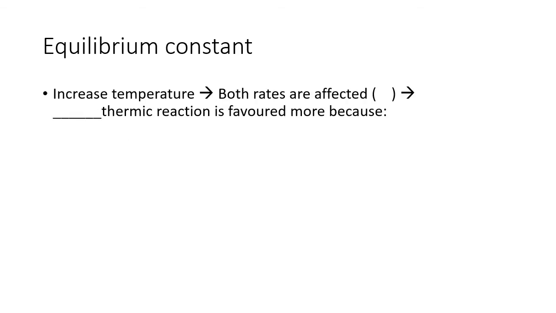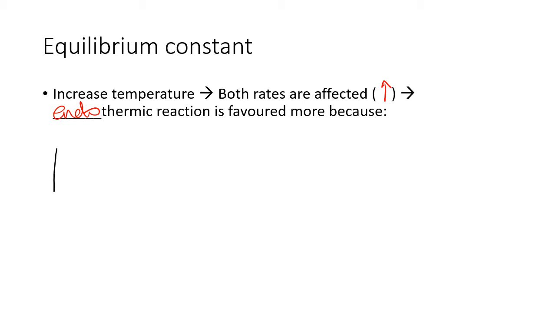If you increase the temperature, both reaction rates are affected, both forward and reverse reaction rates. Are they both increased or decreased? They're both increased. All right. Which one is favored more though? Okay, it's the endothermic one that is favored more. Why is the endothermic reaction favored more? So let's have a look at this.